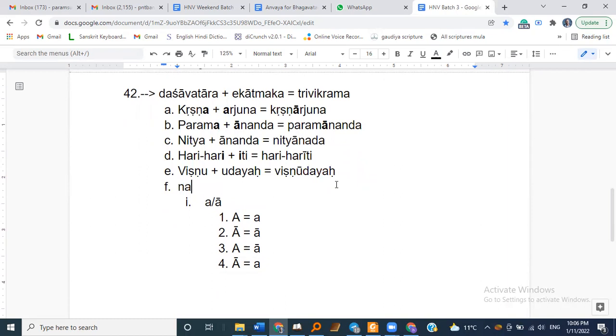Then Jīva Gosvāmī gives one example, which is Nara Bhratri Yukta Rishi. Is this Ri a Dashavatara?